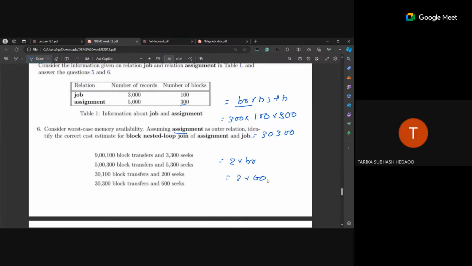Sir, actually these options are easy to guess because of BR, twice BR, we can check and we don't need to calculate actually. Yeah. So 600. Okay. Yes, sir.